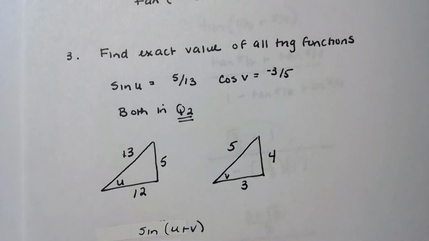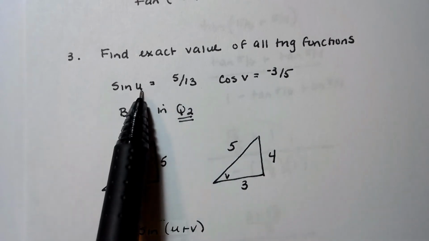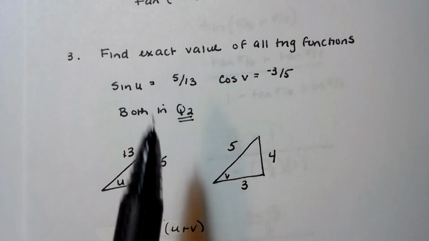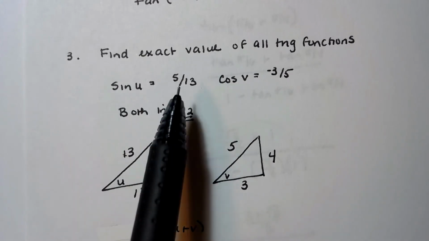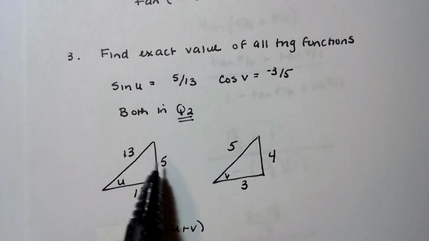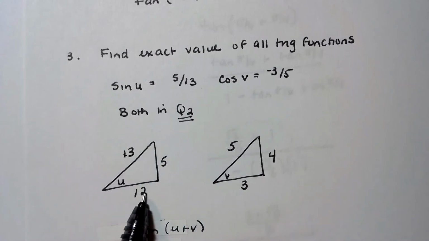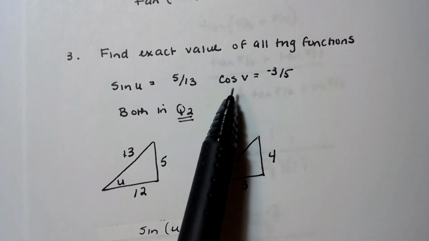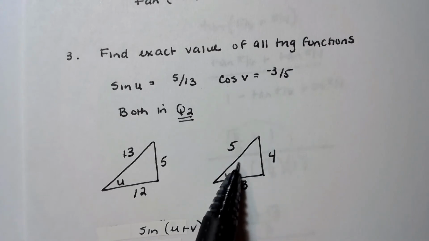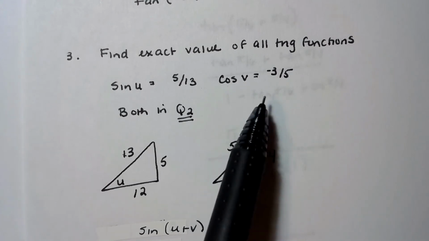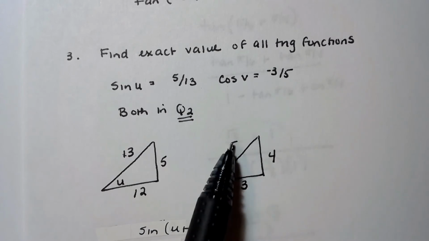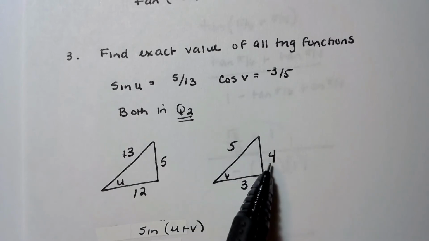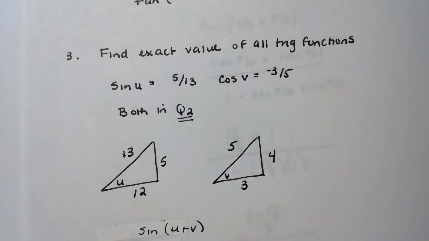So what you want to do is, for whatever u they give you, whether it's sine, cosine, or whatever, make a u triangle, right? A triangle with an angle u. The sine is the opposite over the hypotenuse, so fill those in and then use the Pythagorean theorem to find the missing side. Then you're going to do the same thing with the angle v. You're going to make a right triangle. Cosine is adjacent over hypotenuse, so you plug those in and use the Pythagorean theorem to find the missing side.